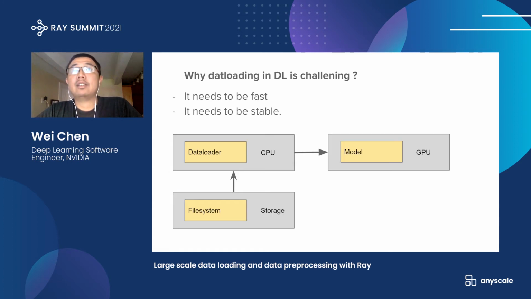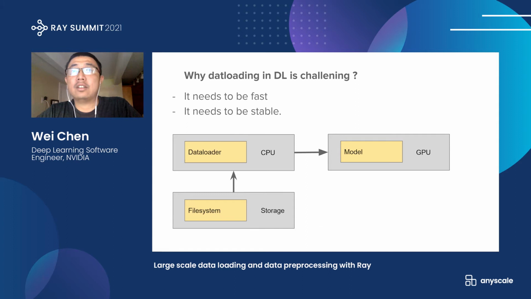Why is data loading in the deep learning pipeline challenging? Because first, it needs to be fast. Because training on the GPU side is fast, in order to match the speed on the GPU side, the data loading needs to be fast. However, making the data loading fast is quite a challenging task.